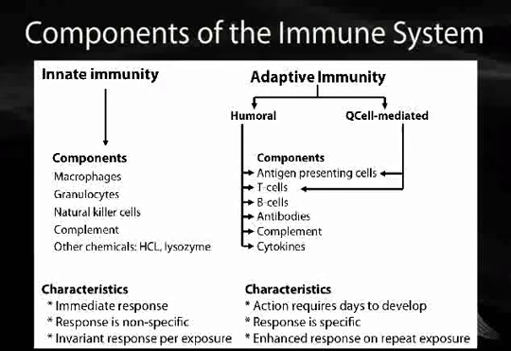The characteristics of adaptive immunity, in that they differ from the innate immunity, are that they require days to develop, a primary adaptive immune response taking anywhere from 4 to 7 days to get started. The response is specific versus a non-specific response of innate immunity. And the adaptive immune response is an enhanced response on repeat exposure. Again, this goes back to the idea of memory, which we will discuss later.